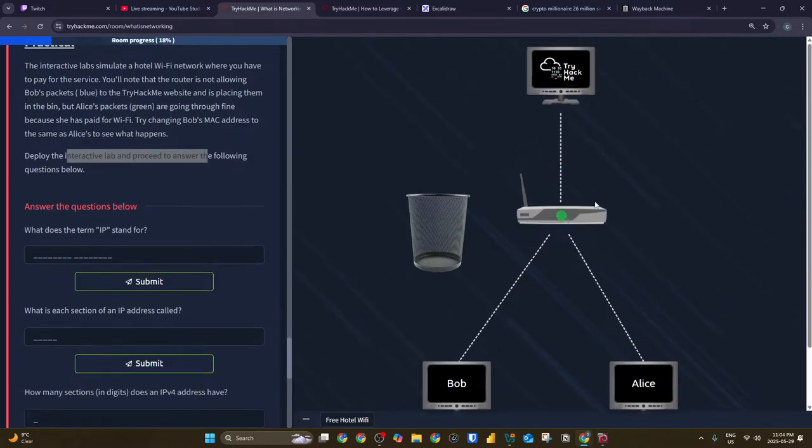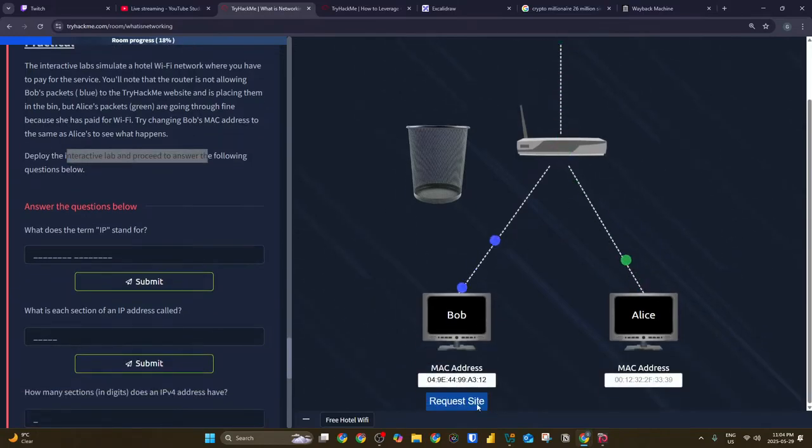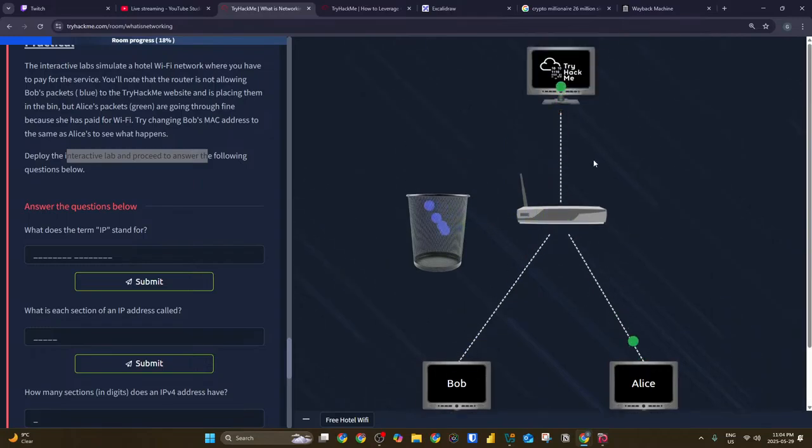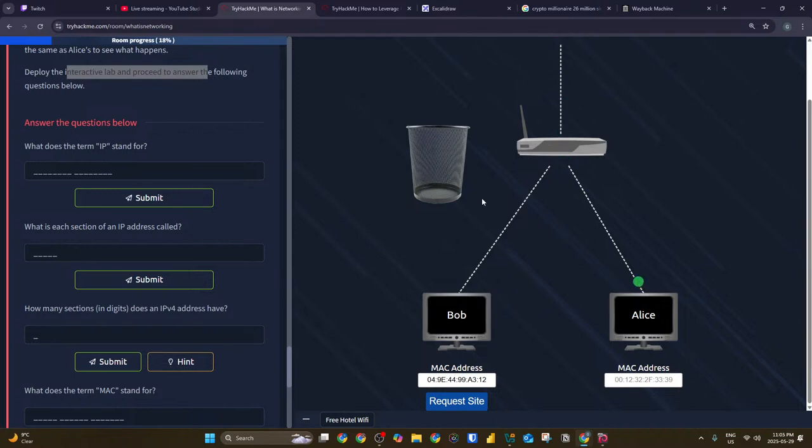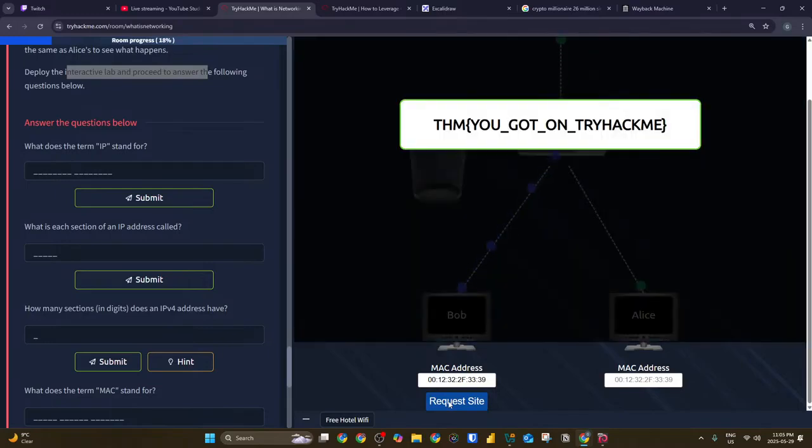So basically what is happening, we have Bob, right? It sends a request. These are going in the garbage. Alice's are going fine to TryHackMe. So this Alice has this IP address. Let's see if we can change this one. Spoofing can be done. Now let's do that. Now all the blue ones are going and we got our flag.